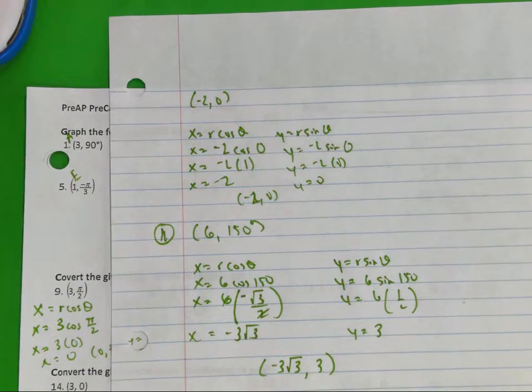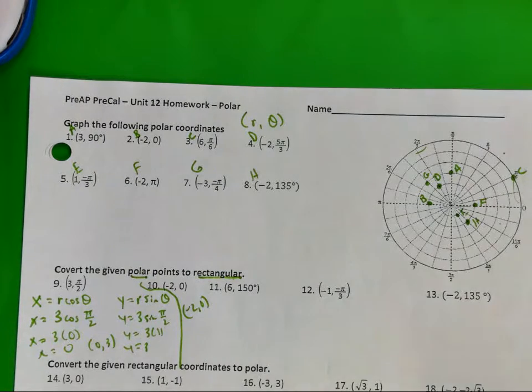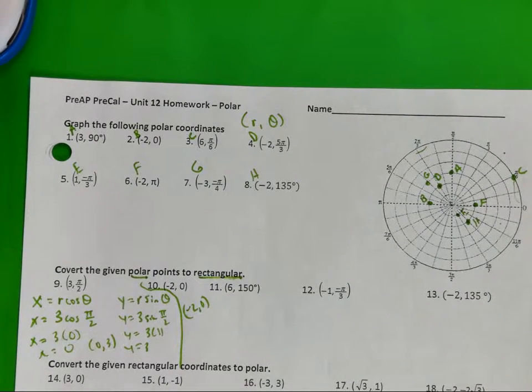Now, the next part, number 14, I'm going to call these answers out. You can tell me. Number 14 is 3, 0. You get the same thing that you started with. 15, square root of 2, comma 7 pi over 4. Number 16, 3 square root of 2, comma 3 pi over 4. Number 17, 2, comma pi over 3. 18, 4, comma 4 pi over 3.